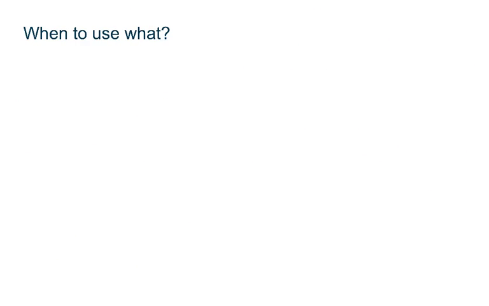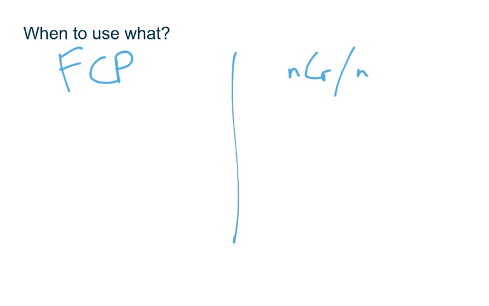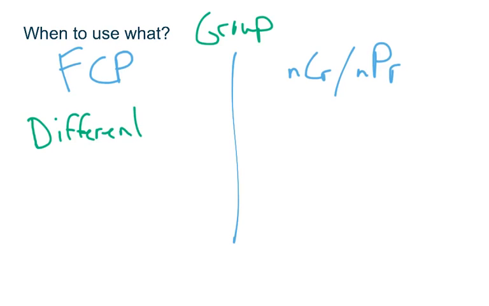Finally, to wrap everything up, when to use what? So when do we use what is called the fundamental counting principle, FCP, versus when do we use nCr or nPr? The big difference is all about groups. So if we are using different groups, we will use the fundamental counting principle.